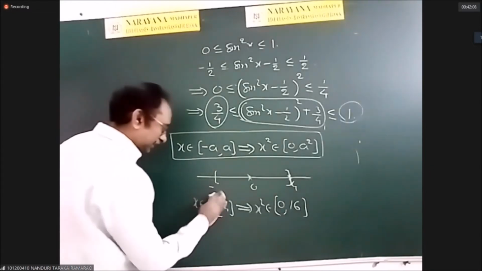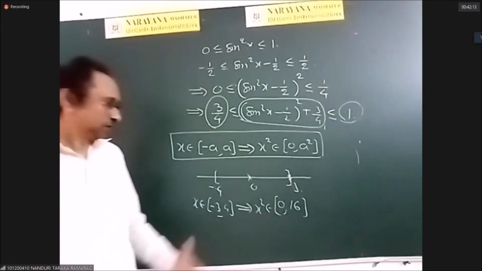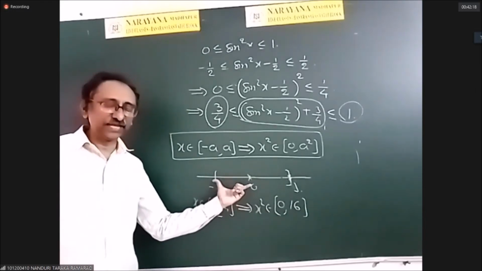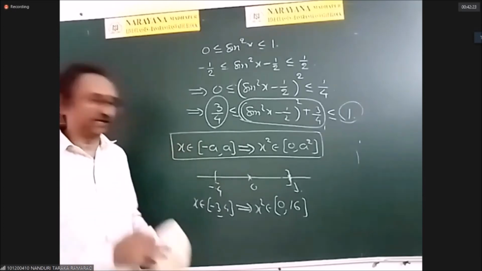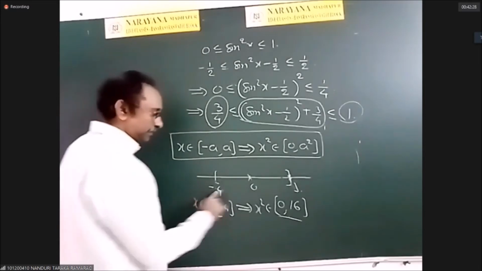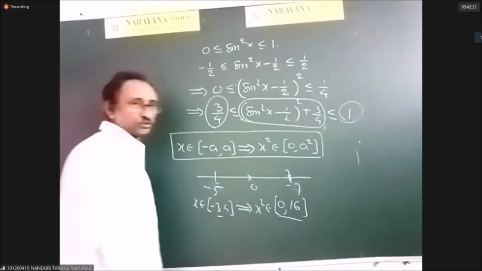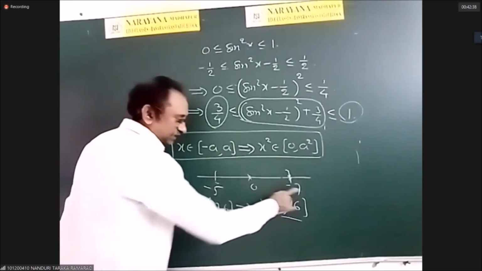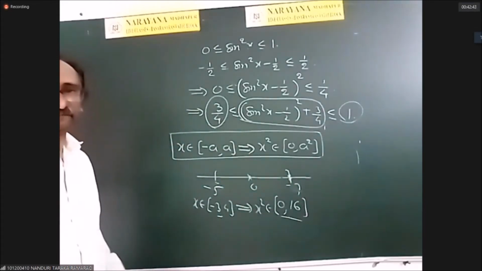Suppose here there is minus 4 and here there is 3. Then what is the answer? The squares of these numbers lie between 0 and 9, and the squares of these numbers lie between 0 and 16. So finally the squares of those numbers lie between, once again, 0 and 16. Therefore, if these two numbers are different, suppose this is minus 5 and this is 7, what will you do? Consider the largest numerical value and write its square here. That's enough.